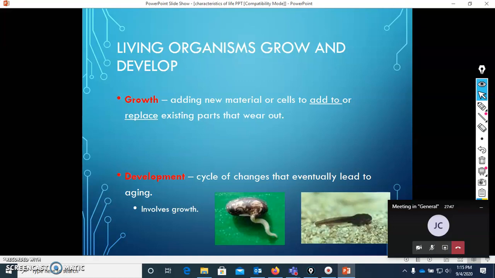Two examples in the pictures I have down there are a tadpole for a frog. That will undergo a stage of development and eventually turn into a frog. And here we have a tiny plant. A plant that is germinating, a seed that is germinating, is undergoing that phase of development to eventually grow into the adult plant.